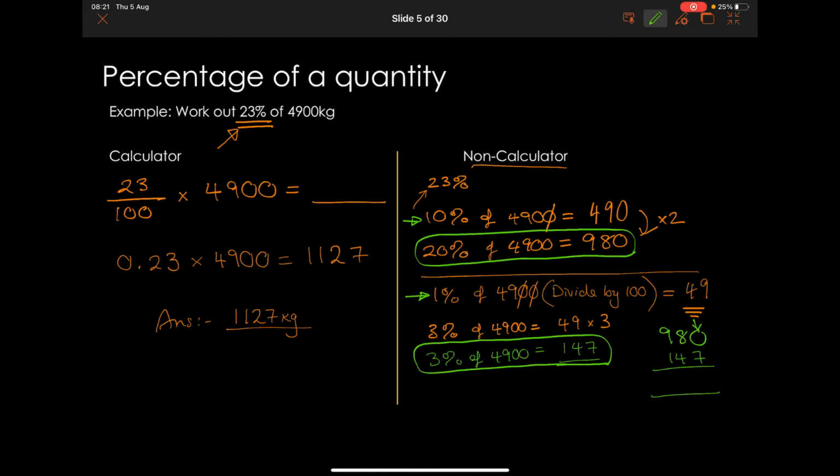0 add 7 is 7. 8 plus 4 is 12, so I put the 2 there and carry the 1. 9 plus 1 is 10, plus this one here is 11. So again, we get exactly the same answer, 1,127 kilograms. Okay, lovely.